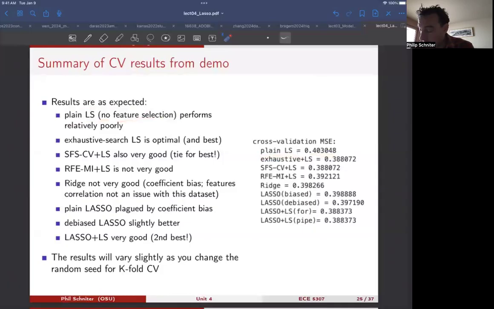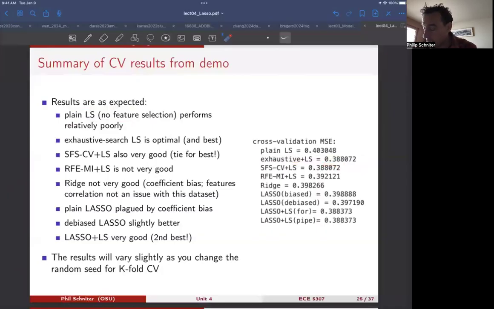Then, when we started talking about feature selection, the first thing we talked about was exhaustive search least squares. For this, we look at every possible combination of features. For each one, we do cross-validation mean squared error to see which one works best, and we just choose that particular subset of features. This is the best performance, in this case, 0.388.